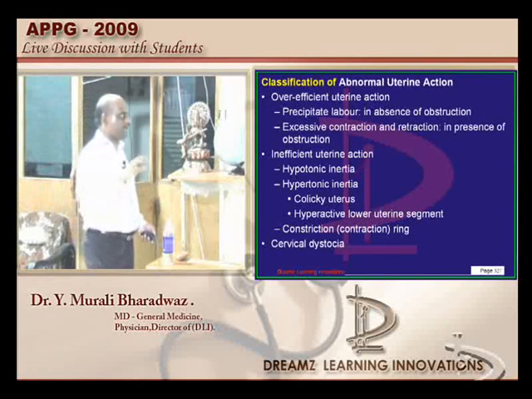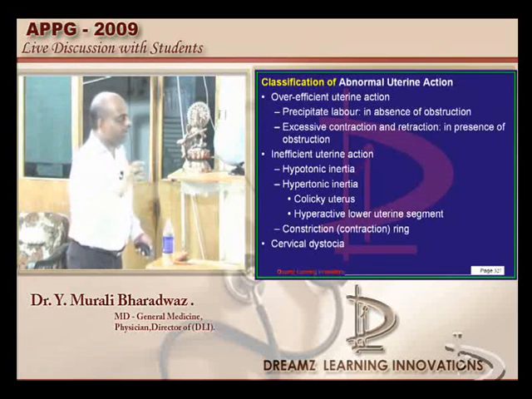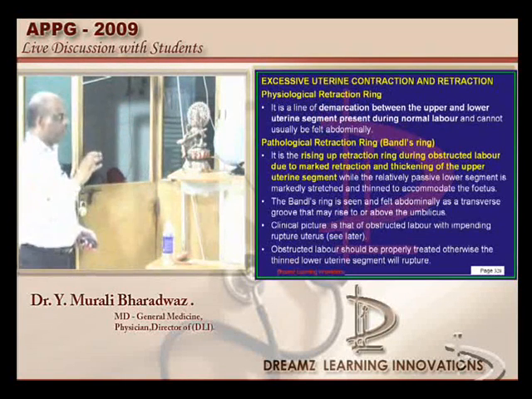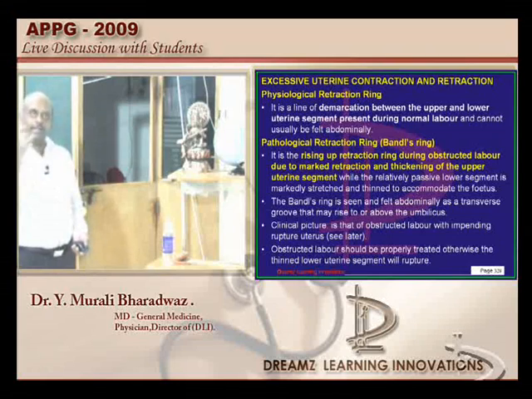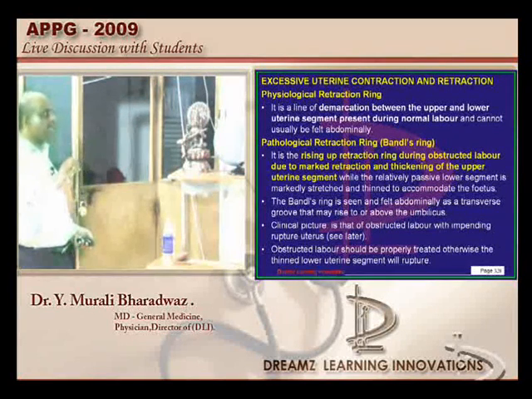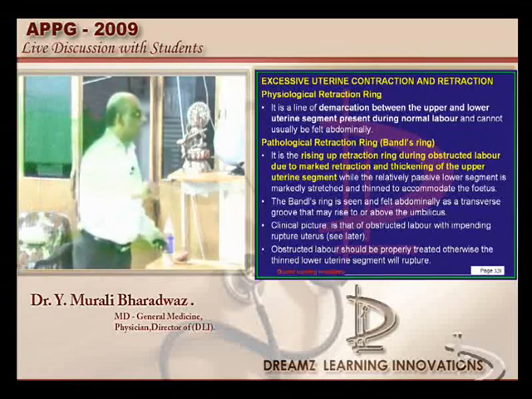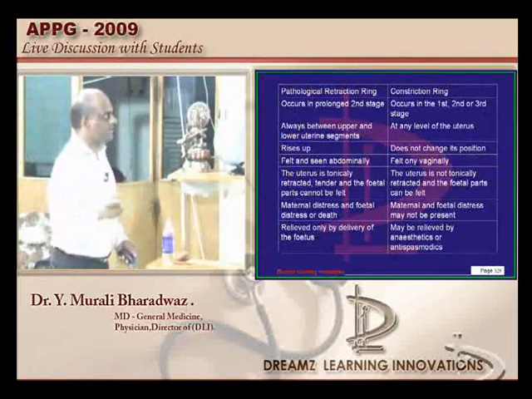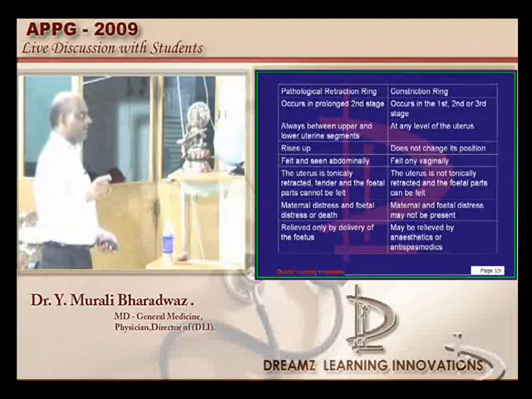of the constriction ring. So any over-efficient uterine action or inefficient uterine action comes under abnormal uterine action, and in the inefficient uterine action you have constriction ring, hypotonic inertia and hypertonic inertia, which I would like to underscore. I leave the literature on the differences between constriction and retraction ring to you, which is a favorite topic of examiners.